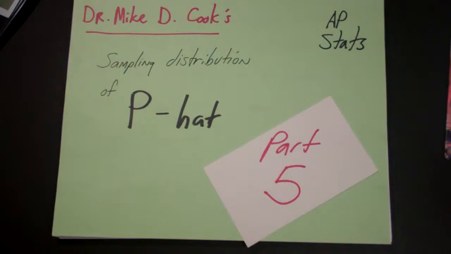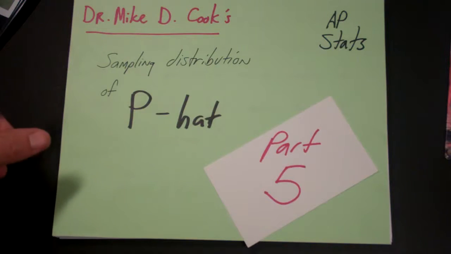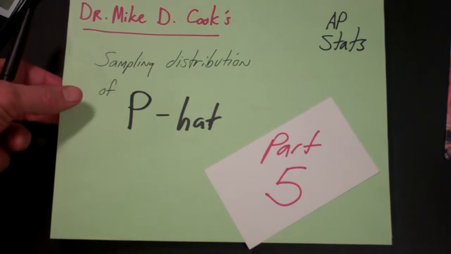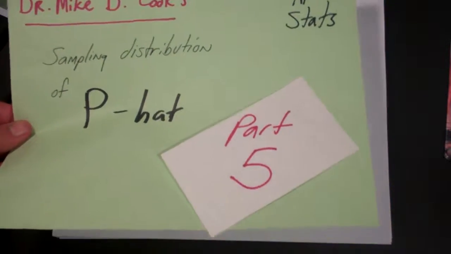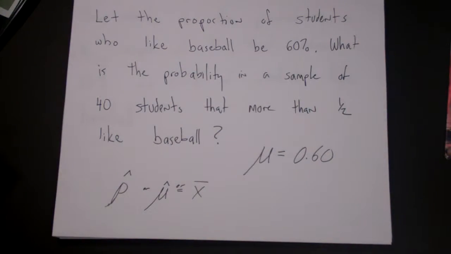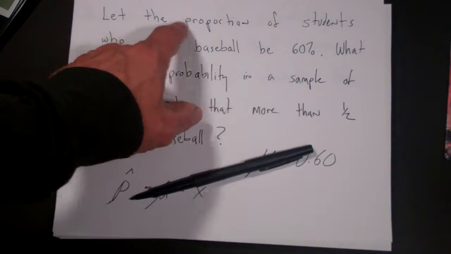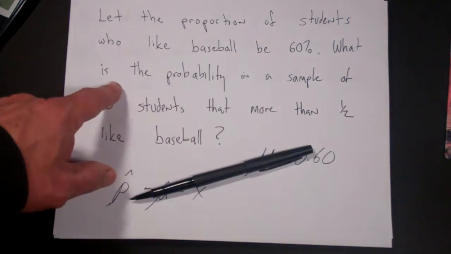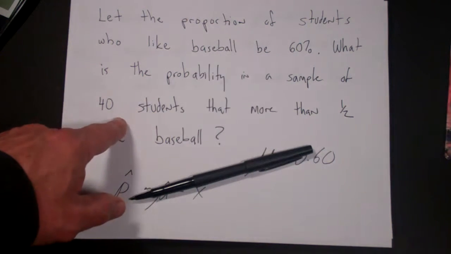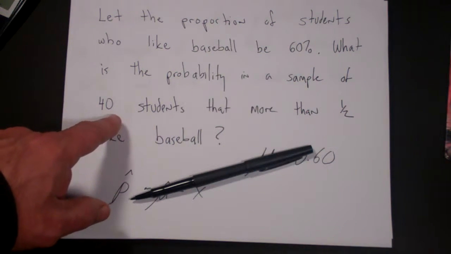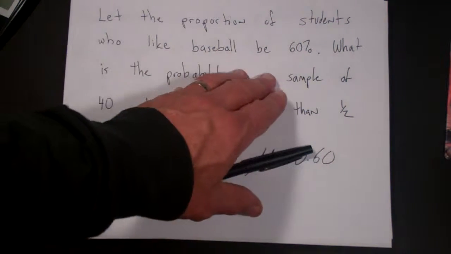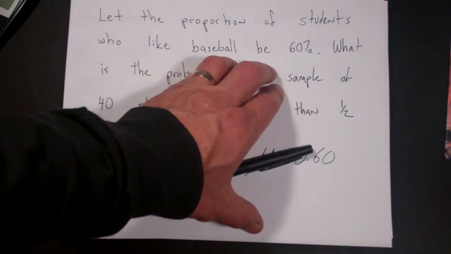This is the fifth in a series of videos on the sampling distribution of p-hat. In this problem we want to do a sample problem here, but let's first revisit a problem that we did previously. The problem said let the proportion of students who like baseball be 60%, and we found the probability of a sample of 40 students that more than one-half like baseball. So we're going to look at a slightly different problem. Let's start with the same premise.